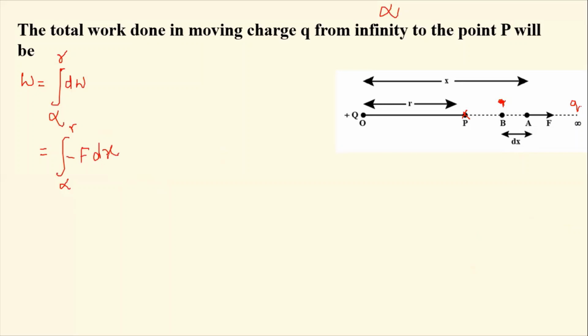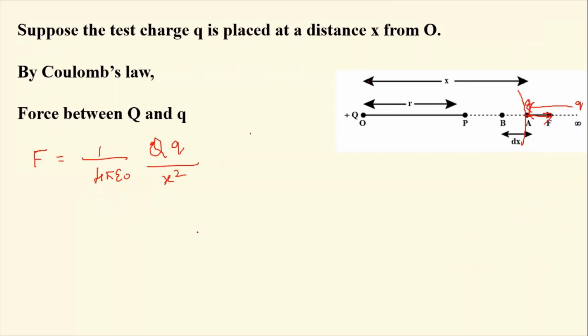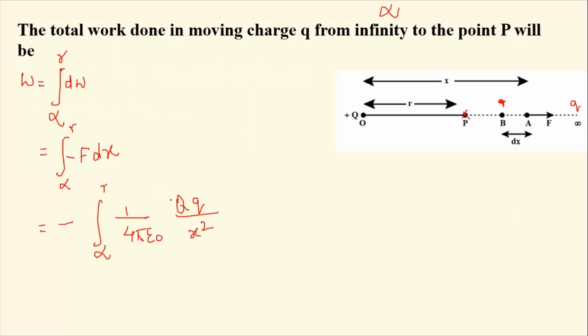Okay. So now substitute the value of F. Take the minus outside. Integration from infinity to R of 1 by 4 pi epsilon naught q divided by distance. The distance was x square, right? You can see here distance was x square. And here dx.